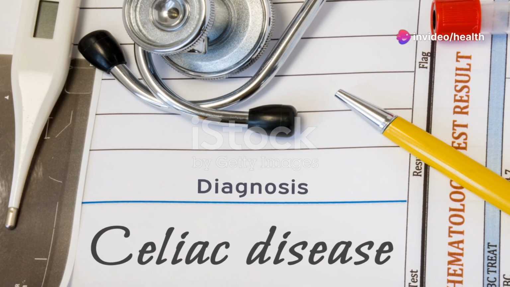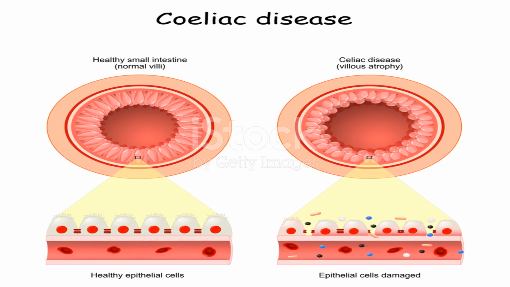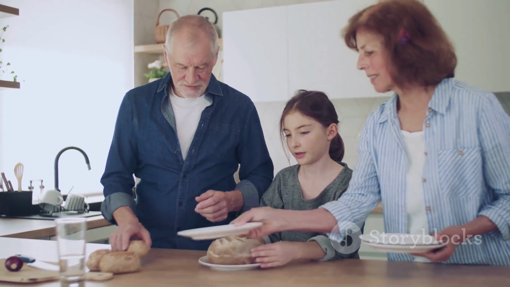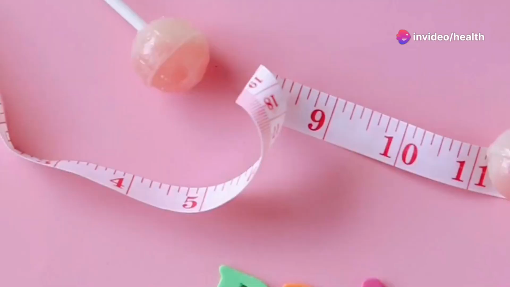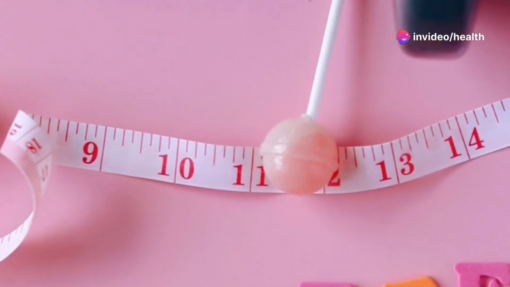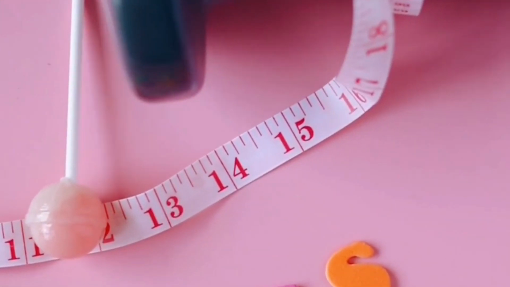Section 4. Risk factors. Who is more likely to develop coeliac disease? Having a first-degree relative with coeliac disease substantially elevates the risk. Other autoimmune disorders, such as type 1 diabetes and Hashimoto's thyroiditis, are also associated with an increased likelihood of developing coeliac disease.